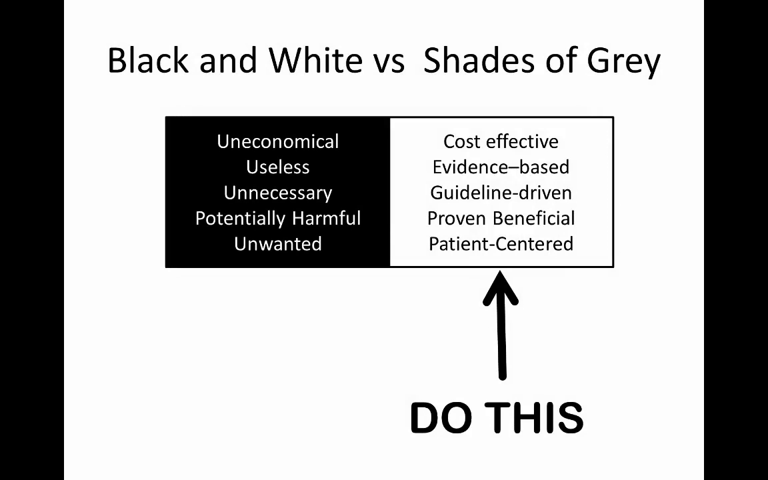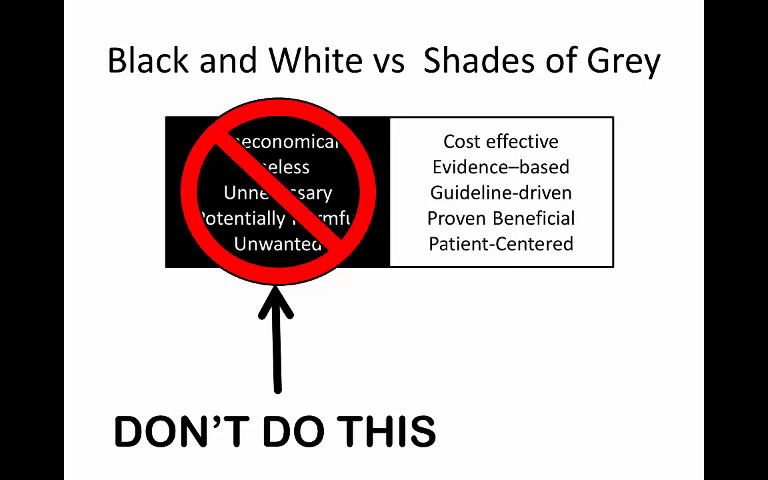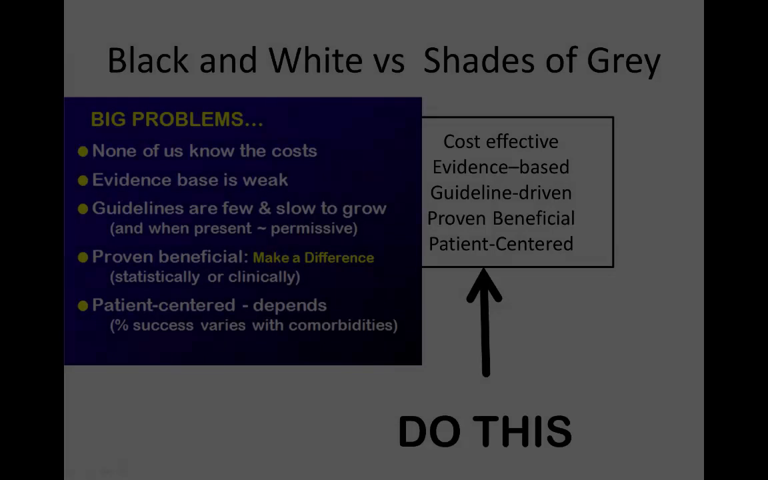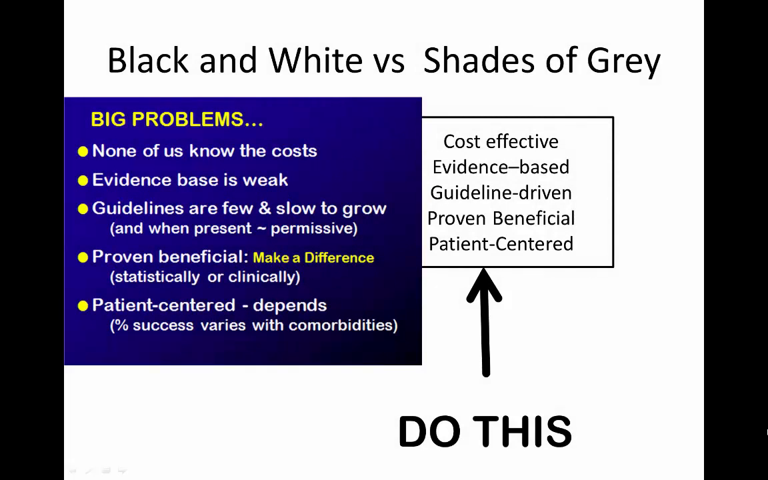And when measuring quality, and you'd think in orthopedics it would be fairly black and white, do things that are cost-effective, evidence-based, guideline-driven, proven beneficial, and patient-centered. And don't do the other stuff, things that are uneconomical and useless, unnecessary, and unwanted. Just don't do those, and you'd have quality medicine. The problem is that it's really not black and white, but shades of gray.